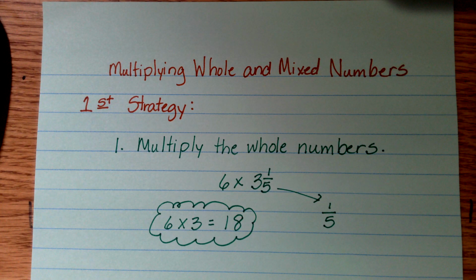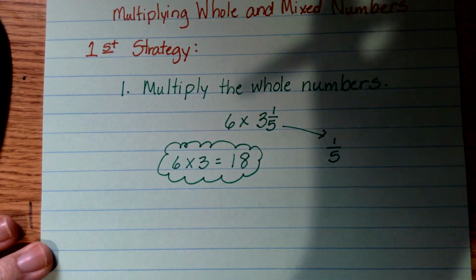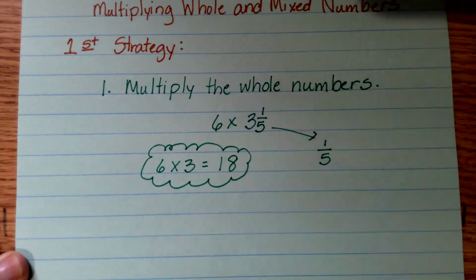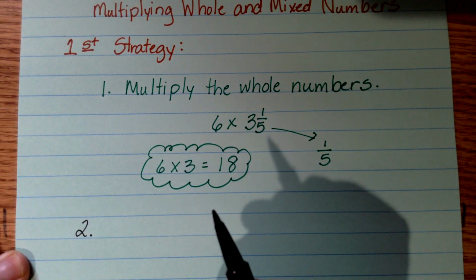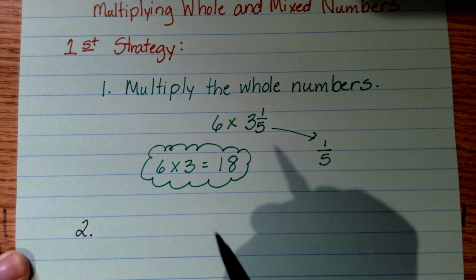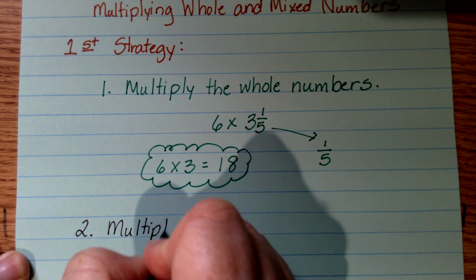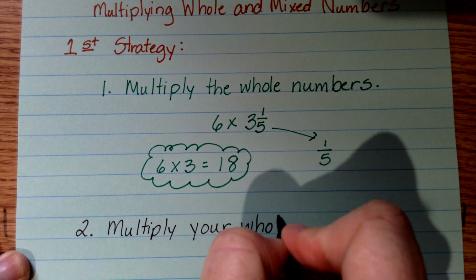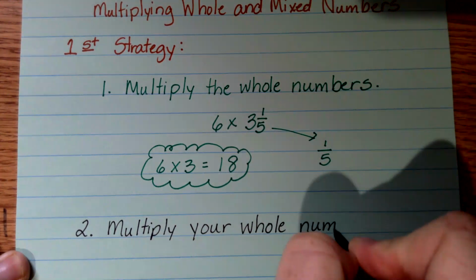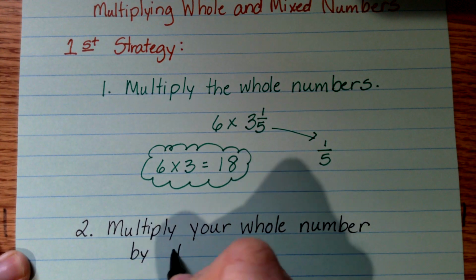Remember that because this is a video, you can pause this at any time so that you can write down notes. Step 2 of this strategy is to multiply the whole number times the fraction of the mixed number. So multiply your whole number, and that's your original whole number, by the fraction.